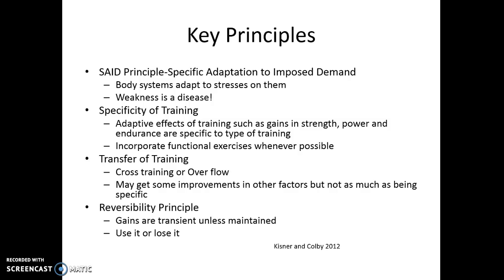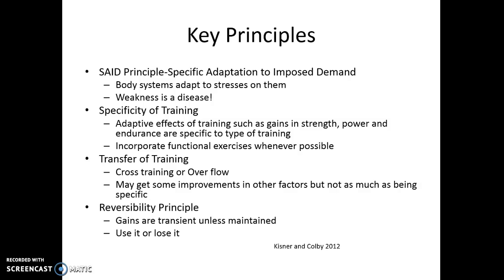This is the 5th time you've heard this now, the SAID principles, the specific adaptation to imposed demand. Basically, our body systems adapt to the stresses on them. I took a really neat course where they said that weakness is a disease, and weakness in general is destroying our bodies and causing many of the orthopedic problems that we are seeing in our population and in our patients. So ultimately we need to strengthen or challenge the muscles in our bodies to try to improve their strength, but also their functional capacity.